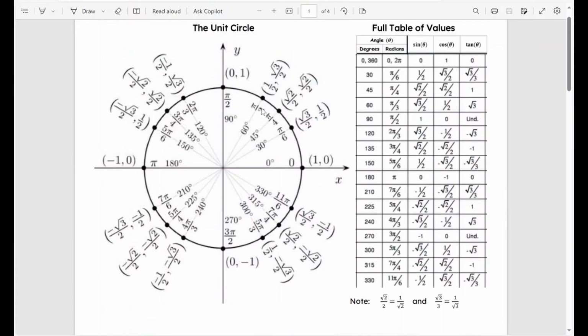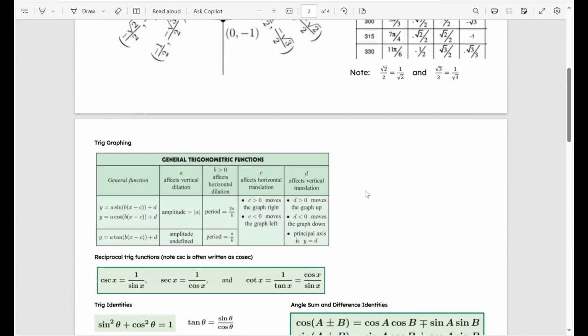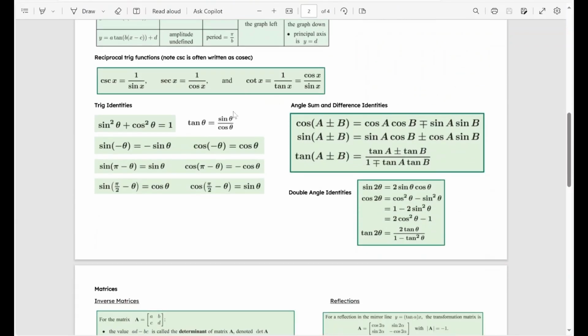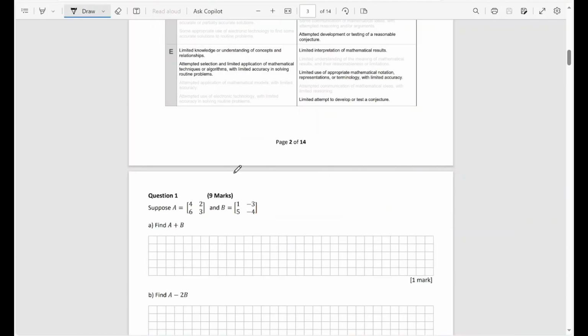I put this on here just in case, but I'm hoping some of this is starting to become second nature and that you won't have to look up everything on the formula sheet. But let's make a start.